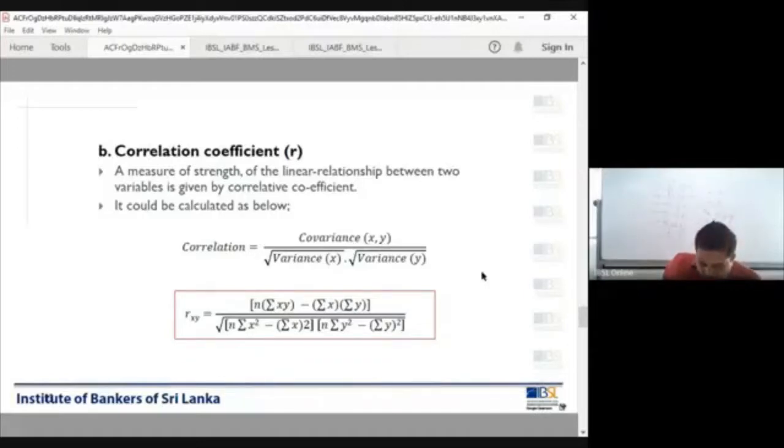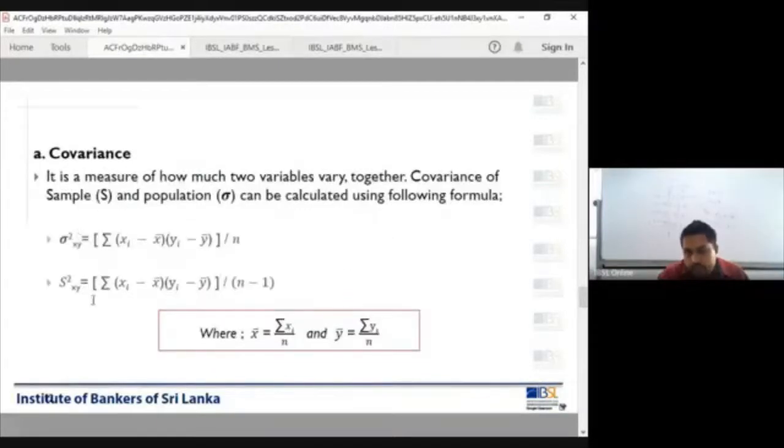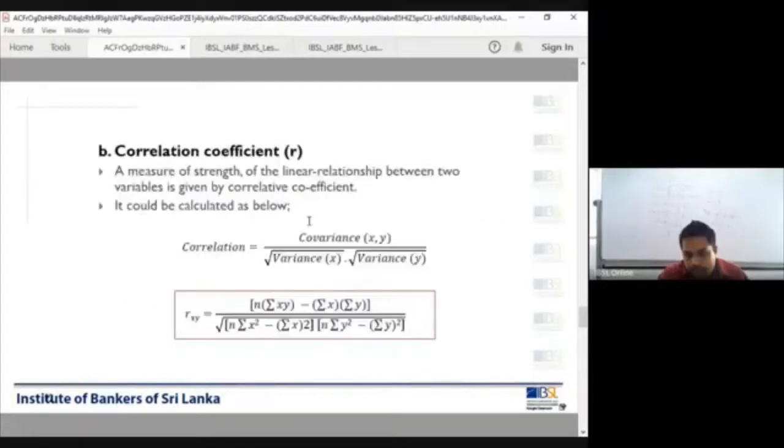So how we define or calculate correlation is by taking the covariance of x and y, this one, covariance of x and y, divided by the root of variance, nothing but the standard deviation.